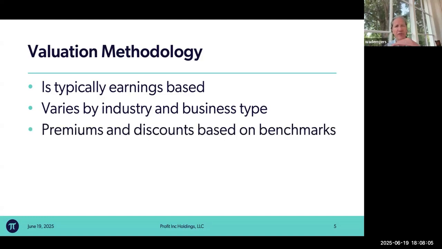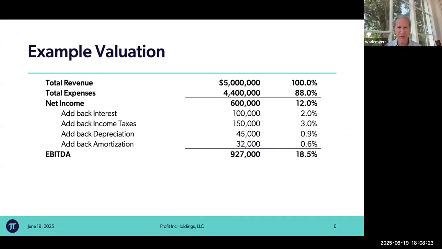And then even though there are average multiples and average deal structures, there are of course premiums and discounts based on the overall view of the quality of the business by the buyer. And in most cases, an owner is going to exit to a private equity firm or a larger strategic acquirer. And so we're going to be talking about exit values and M&A.